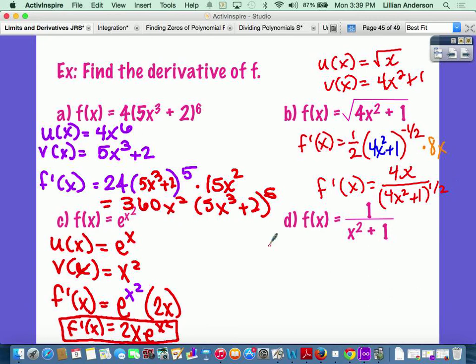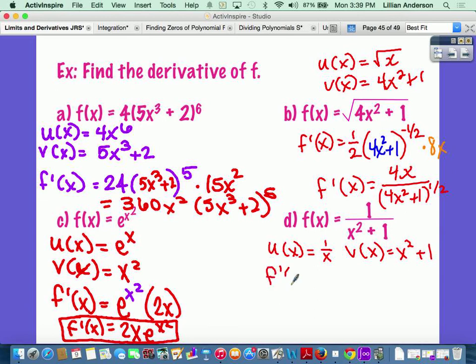The last one down here, u of x is 1 over x, v of x is x squared plus 1. What you should try to do is figure these out yourself before I actually do them, so that way you can see it. See if you can at least figure out what the two functions are.